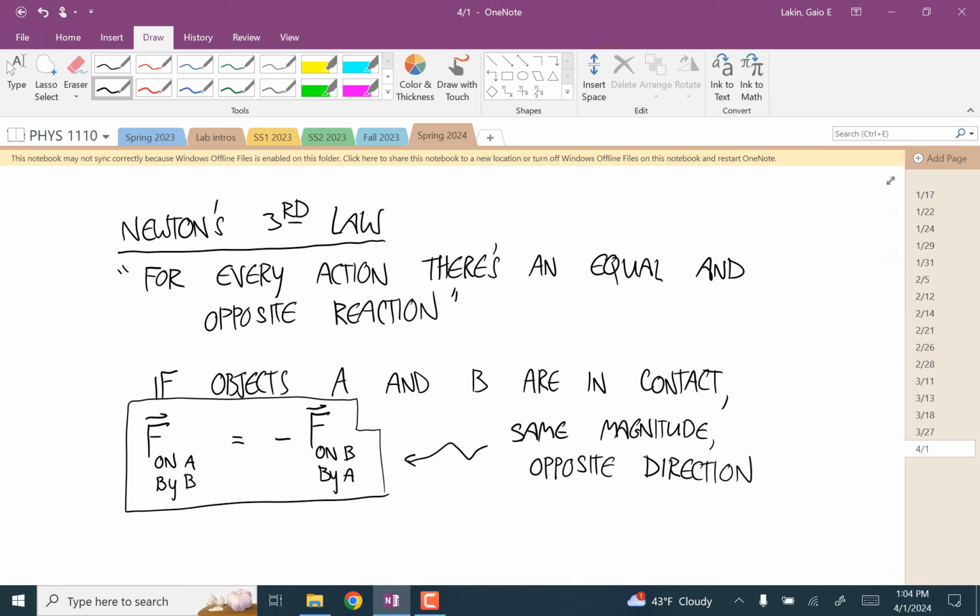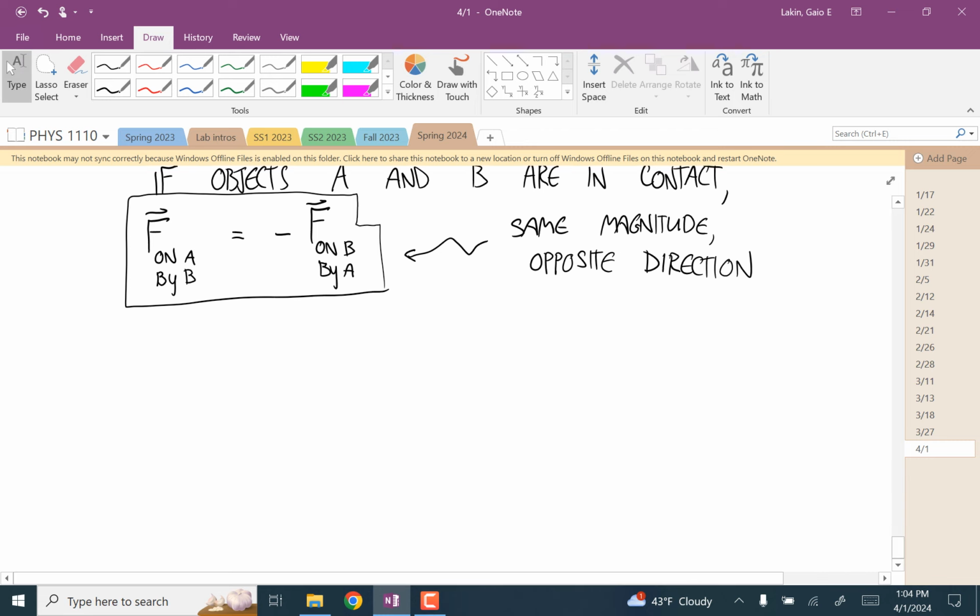So me standing on the floor, I'm applying a force down onto the floor that's equal to my weight. That means that the floor is applying a force up with a magnitude equal to my weight to my feet. Okay, that's how Newton's third law works. And I want to talk about that a little bit because in a lot of cases, that's very counterintuitive.